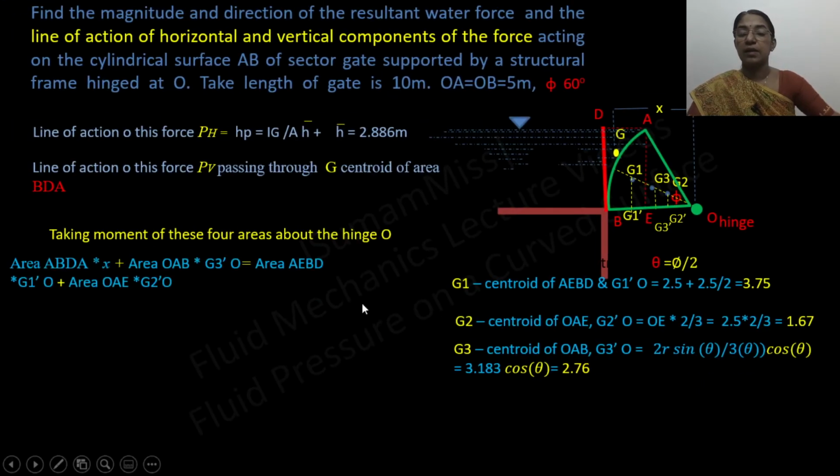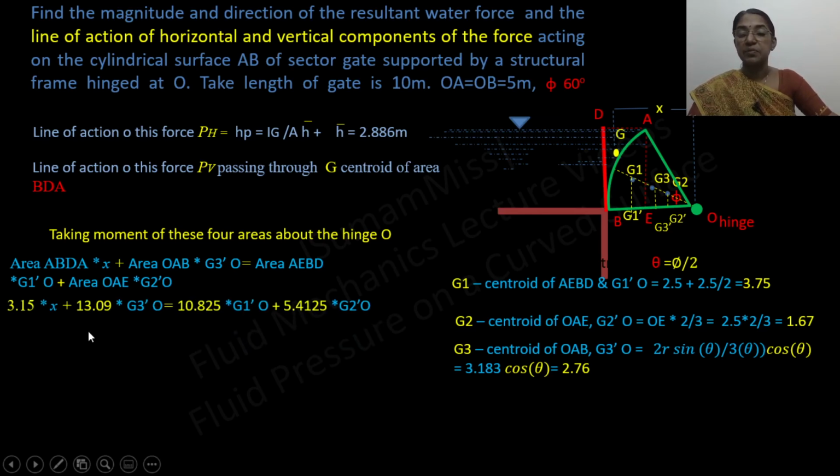So if you substitute, it is equal to area ABDA into X plus area of the sector into G3-O, that is equal to area AEBD into G1-O plus area OAE, that is the area of the triangle, into G2-O. All these areas are available, so we can substitute, and G3-O, G1-O and G2-O are also available.